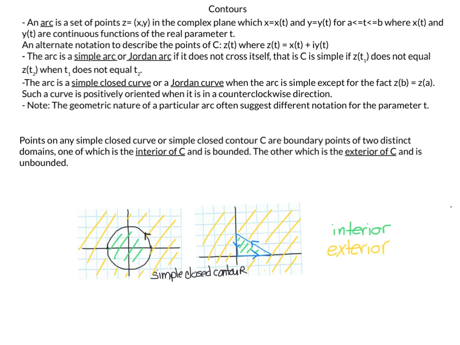Our last definition: points on any simple closed curve or simple closed contour are boundary points of 2 distinct domains. One is the interior of C, which I have shaded in green, and it's what you would intuitively call the interior of the curve. The other is the exterior of C, which is unbounded, because it goes off forever, and that I have shaded in yellow.